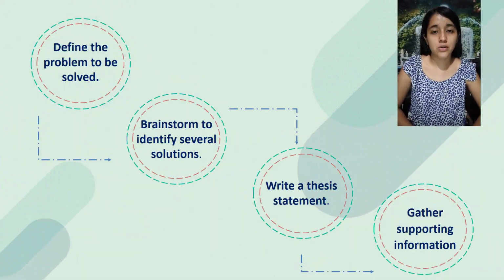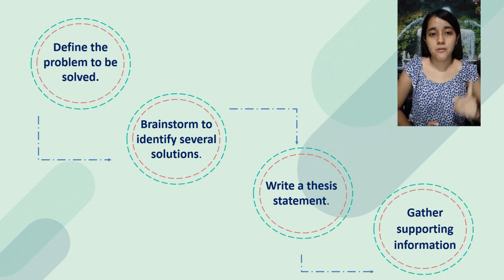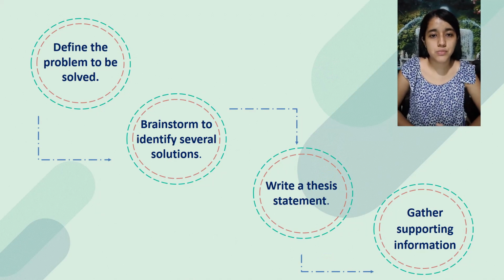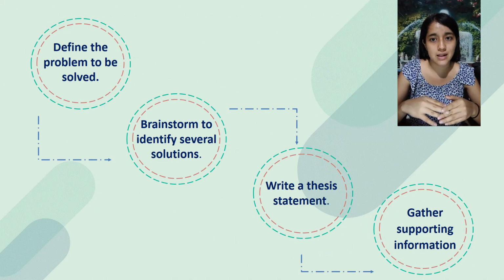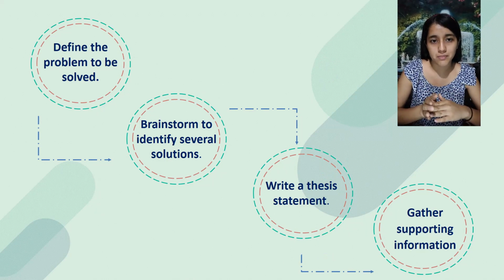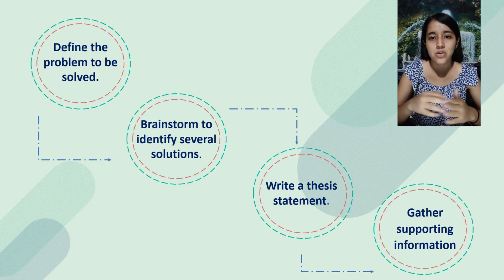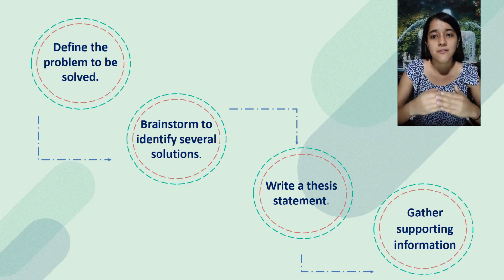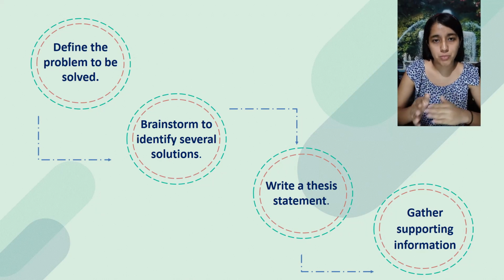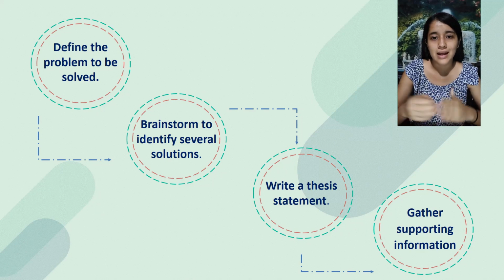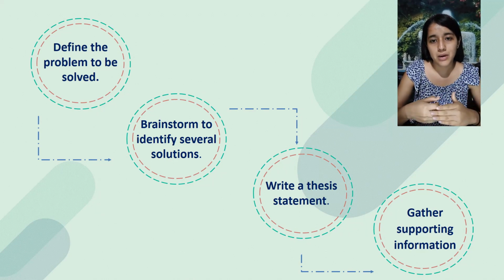First of all, you need to consider this recommendation. First, define the problem to be solved. You need to start with a clear vision of the problem itself and think about your ultimate goal in solving the problem. Second, brainstorm to identify several solutions. You look for as many solutions as you can, even if they solve only part of the problem. And you need to create a list of solutions, one for each option, and evaluate it.